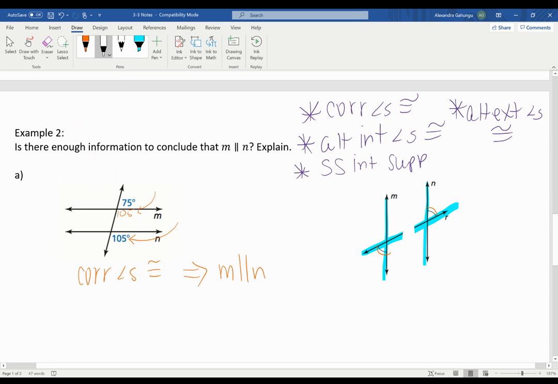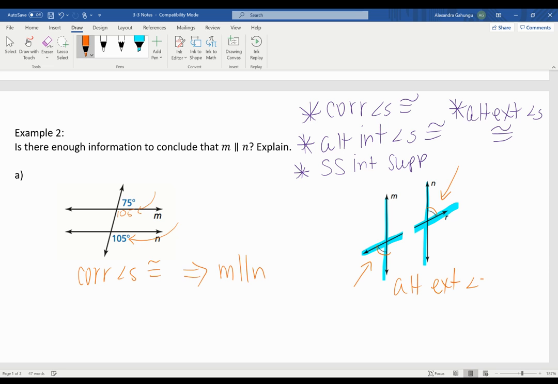If I white out that line, now I know that the angles that were identified here are alternate, this guy and this guy. They're on opposite sides, so they are alternate exterior because they're on the outside. And they happen to be congruent. So if alternate exterior angles are congruent, that's one of my options. I can then say that the lines M and N are parallel.